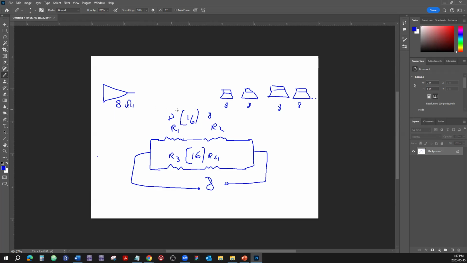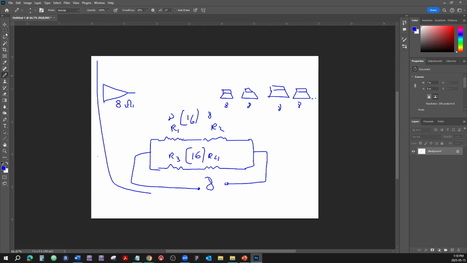Can you do a series-parallel combination to do that? Yes, but it would be extremely impractical. And if there's anything that you need to change, like add one more speaker somewhere, then you have to do the whole thing again. No, that's not how things are being done. So we got something else.